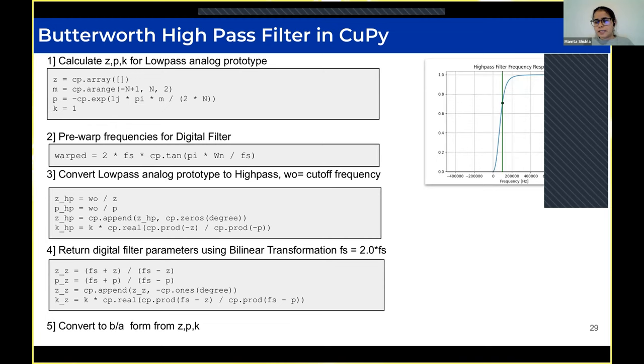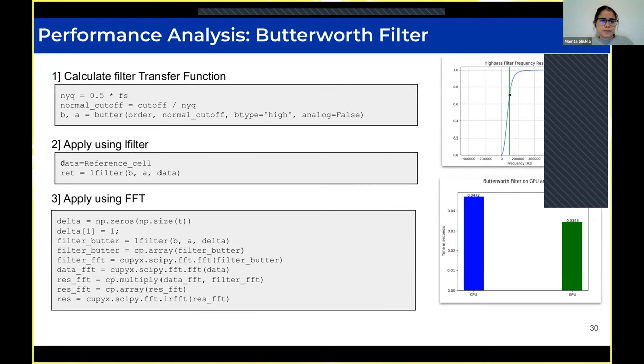So here, basically, is what a high pass filter looks like, which passes all the frequency components after a certain cutoff frequency that you define. It is also possible to create the filter on the CPU side, but we want to apply this filter on a massive data set, a massive number of data points. So the idea was either to use lfilter, the linear filter, or an FFT transform.